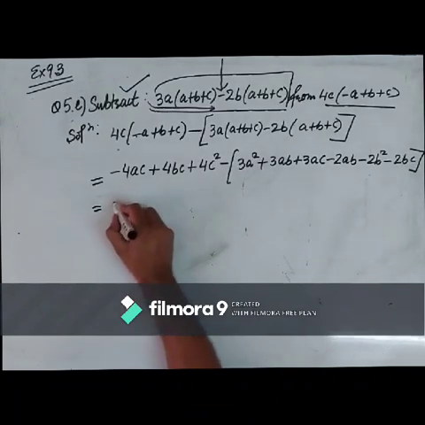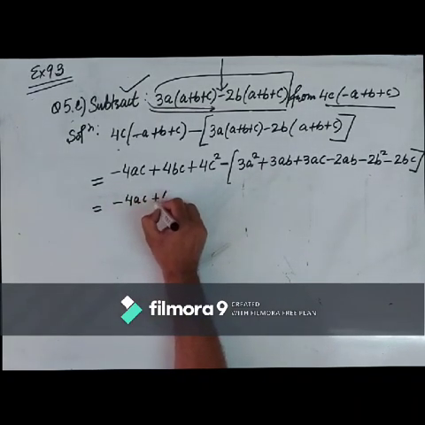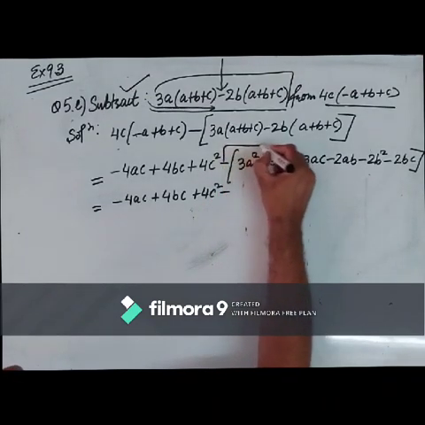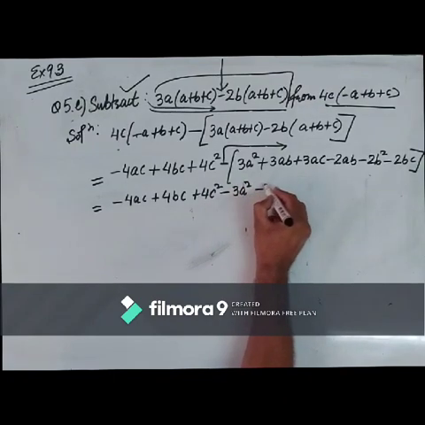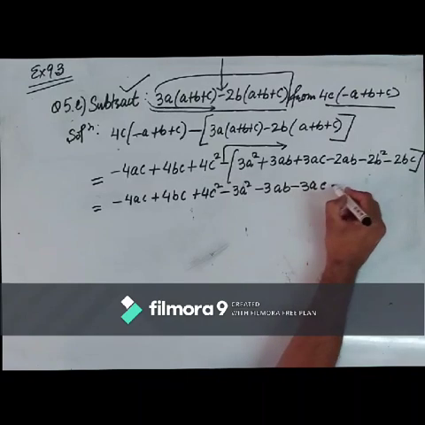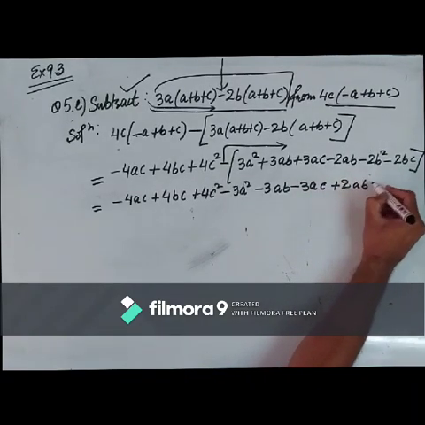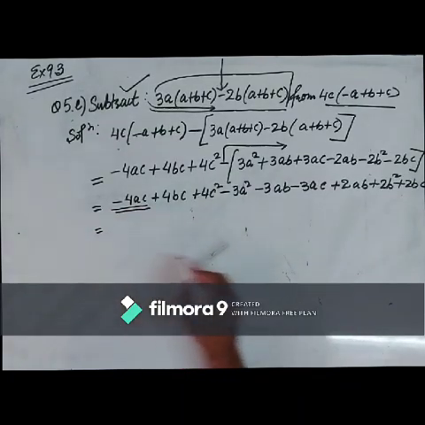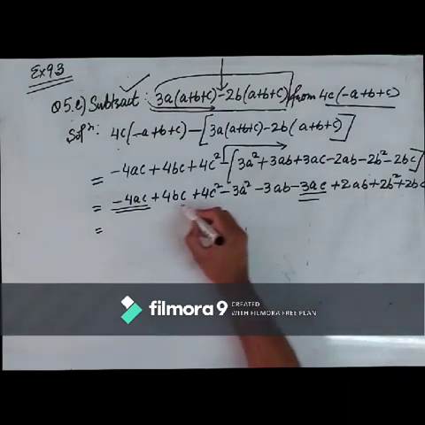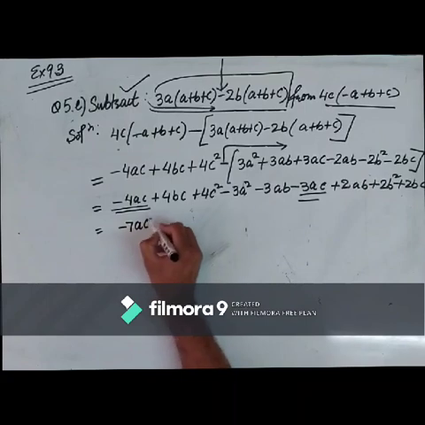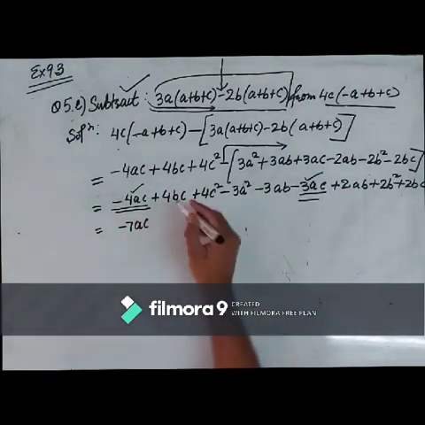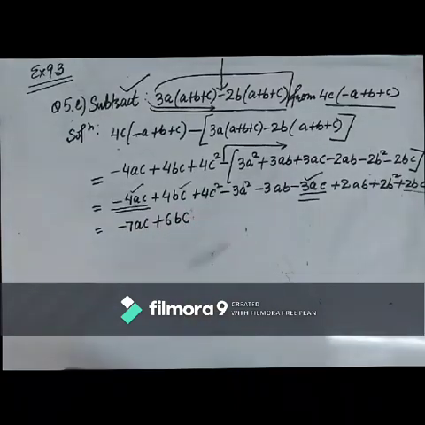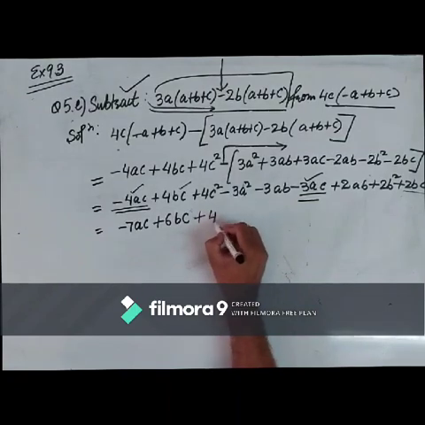So now this is minus 4ac plus 4bc plus 4c square and minus, this minus will go into all the terms, minus 3a square minus 3ab minus 3ac, minus minus becomes plus 2ab plus 2b square plus 2bc. So finding out the like terms, 4ac, ac here we have another one with ac, so this is minus 7ac, minus 4 minus 3, minus 7ac. bc we have, again last one is bc, plus 4 and plus 2, that is plus 6bc. And c square we have, no other c square, so this is 4c square.